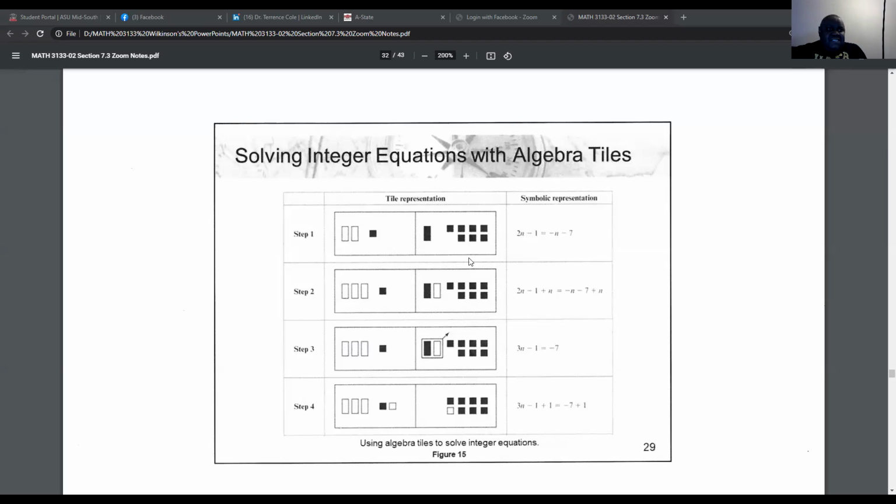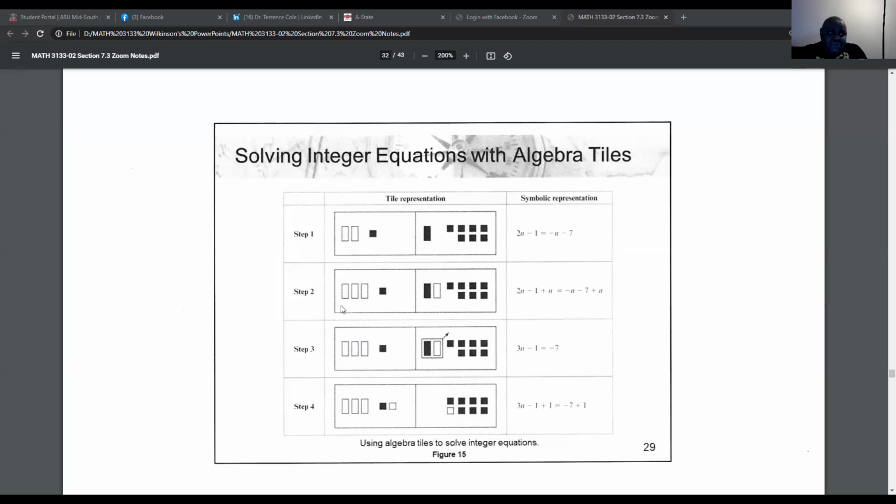So here's that representation here. As you can see, I have 2 white n tiles and 1 black tile. That's 2n minus 1. The right side is the 1 black n tile and 7 black 1 tiles. That's negative n minus 7. So the equation I'm trying to solve is 2n minus 1 is equal to negative n minus 7.